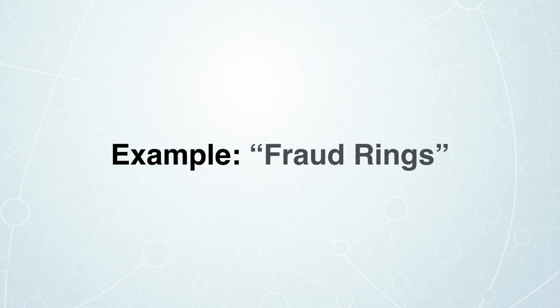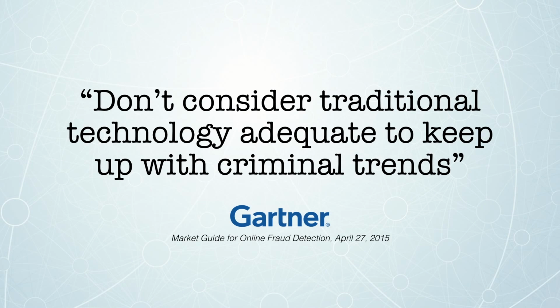Okay, let's have a look at one example. Let's have a look at how fraud rings can be prevented using graph database and connected analysis. First of all, I'd like to start off with the statement from Gartner, which basically says that it's obvious that traditional technologies which were aimed at individuals and their behavior are inadequate to detect and prevent sophisticated fraud, and especially fraud rings. So why is that?